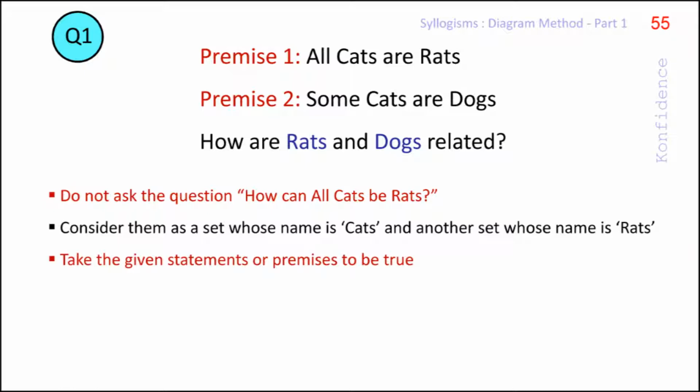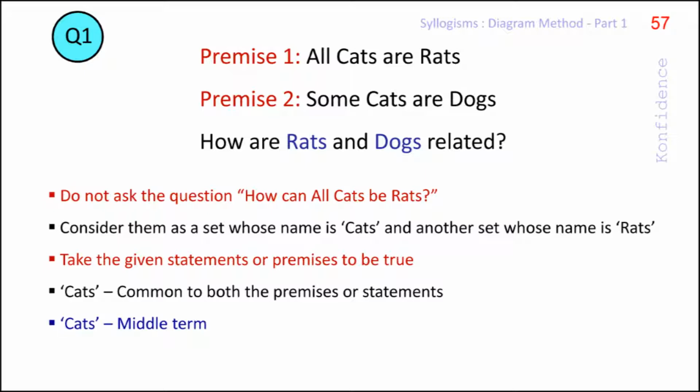We need to take the given statements or premises to be true. Based on these relations, we are asked to find the relation between the sets rats and dogs. Now, if you observe the statements once again, you can see that the term cats is common to both the premises or statements. We are trying to find the relationship between the non-common sets, eliminating the common term cats.